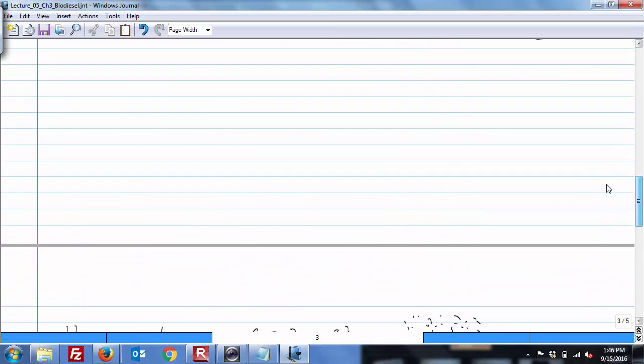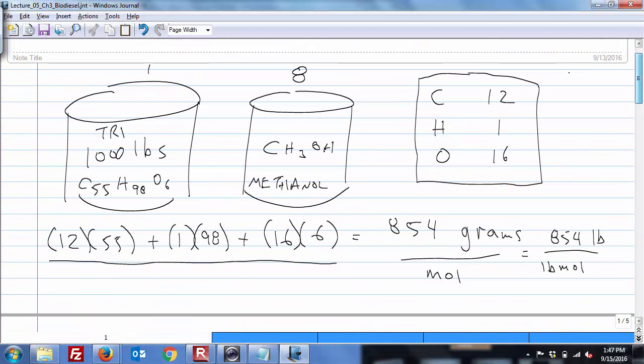This big honker, 55 carbons, 98 hydrogens, 6 oxygens. If I had 1 mole of hydrogen atoms, it would just weigh 1 gram. If I had 1 mole of this thing, it weighs 854 grams. Much bigger, right? Some of it's hydrogen, some of it's oxygen, some of it's carbon, but 1 mole of this thing almost weighs a kilogram.